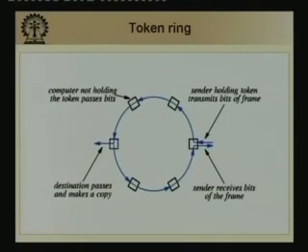So, this is a picture of a token ring. The sender holding the token transmits bits of frames. A computer not holding the token passes the bits as they circulate at a very high speed. The destination passes the bits on, but makes a copy, and the sender receives the bits of the frame as they go around. So, this is one way the network could work.